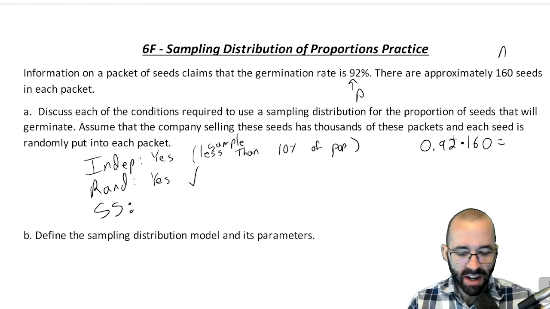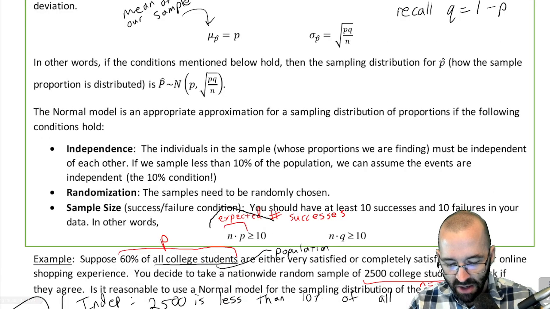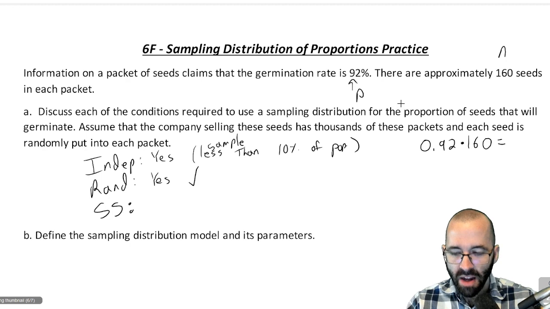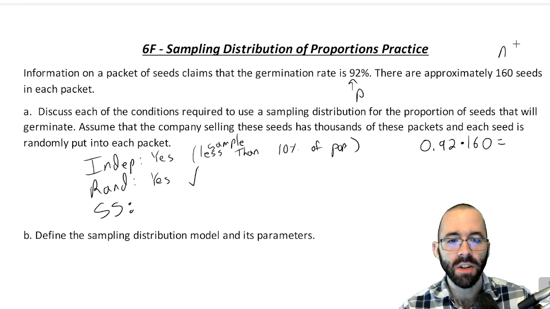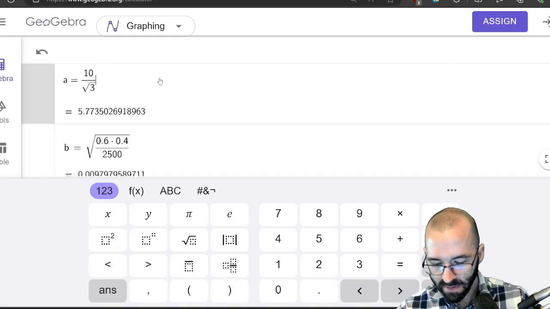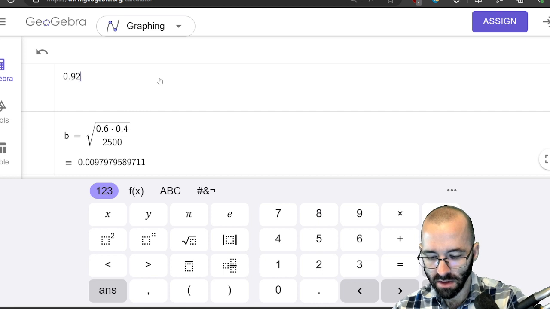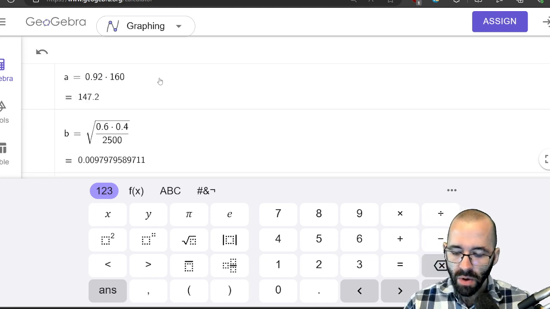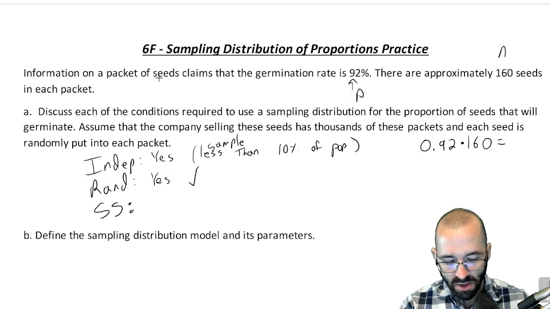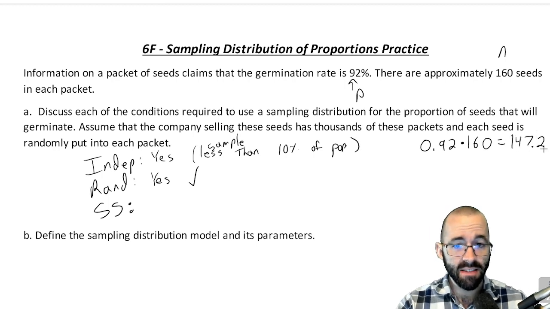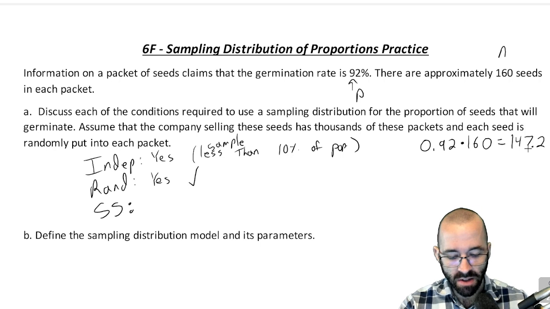So this is how we can find out. This is just p times n. This is how we can find out the expected number of successes. Let's type that into a calculator, 92% of 160. And we're going to get 147.2. Yep, that's at least 10. So the success part is good.